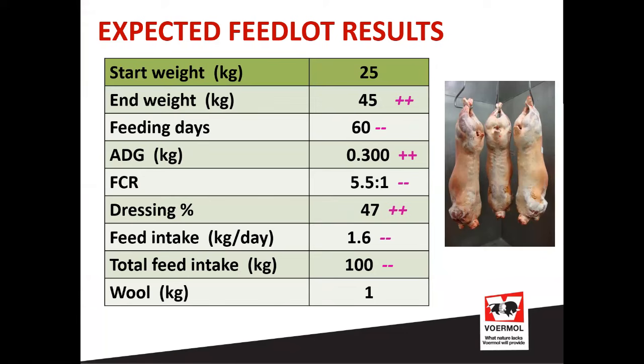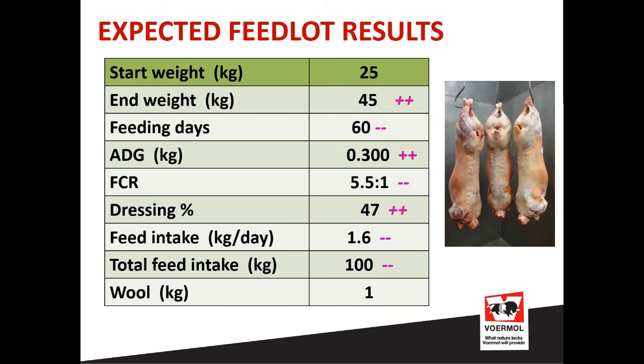However, we'd like to get to about 350, 400 grams per day. Feed conversion rate, lower than 5.5. 4.5 would be ideal. And then slaughter dressing percentage, anything higher than 47%. We'd like to get in the area of 48, 49%. Obviously, breed dependent. And then your average feed intake per day over that feeding period of about 60 days would be 1.6 kgs per day per lamb.